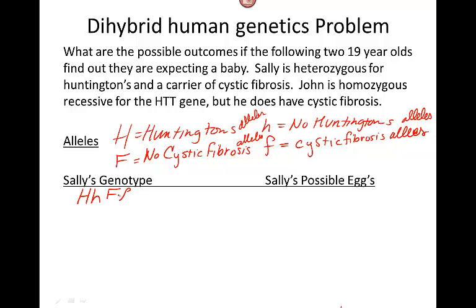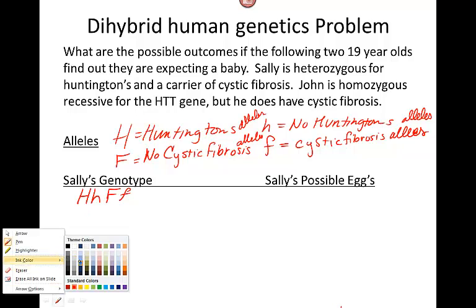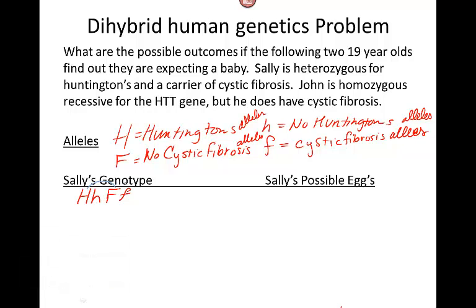But she does have hidden in her genetics one recessive copy of the cystic fibrosis gene, which means if we follow the FOIL method, she could pass on big H, big F, or big H, little f, or little h, big F, or little h, little f.